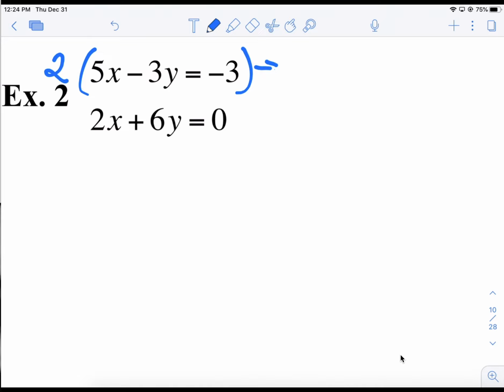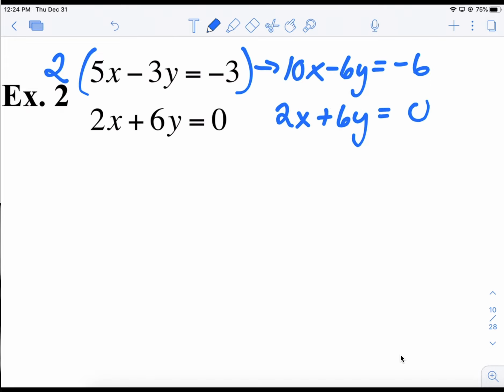So let's move these over. We're going to end up with 10x minus 6y equals a negative 6. The bottom row doesn't have to change. I'm going to keep him. 2x plus 6y equals 0.